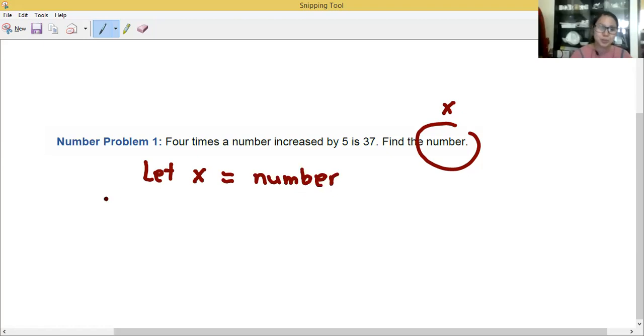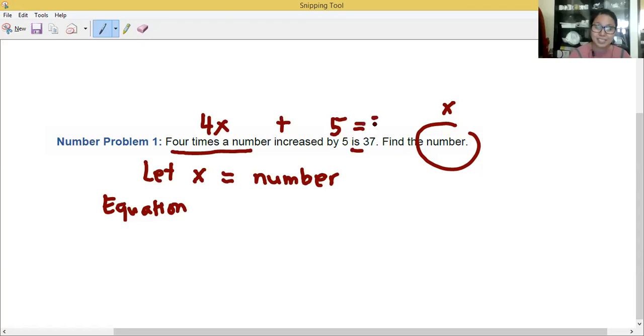Now this time, we need to write our equation. Let's read our problem. 4 times a number, that's going to be 4x, is, increased means plus 5, is equals 37. So we write our equation.